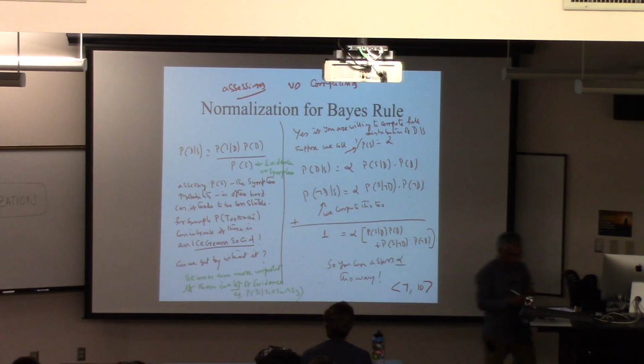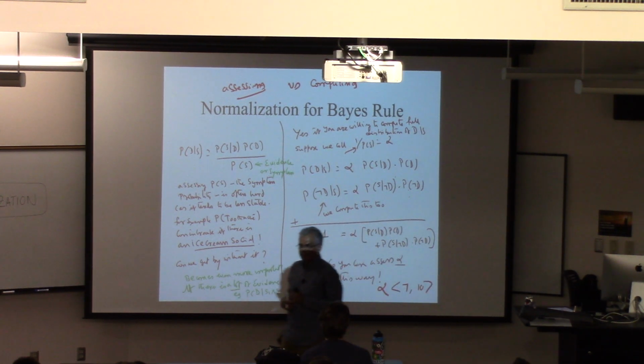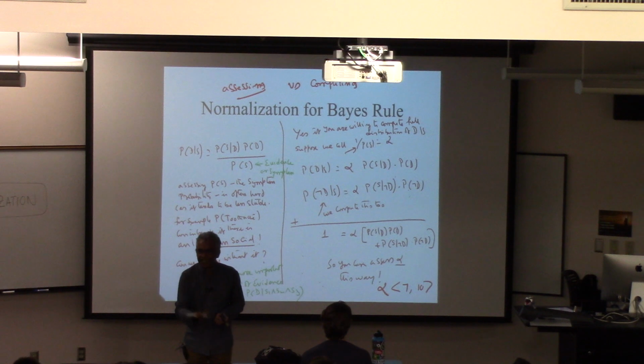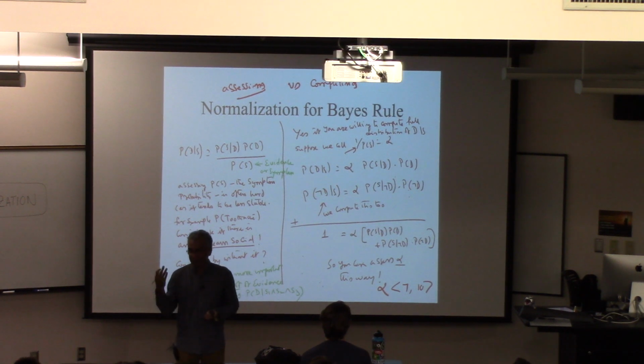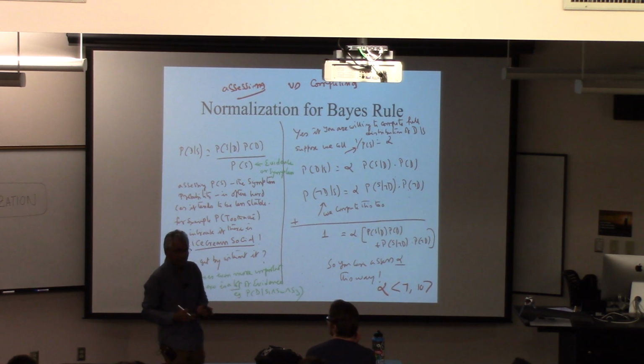Times alpha. So it's an unnormalized distribution: alpha times 7 and 10. And the real distribution is 7 by 7 plus 10, 10 by 7 plus 10. You see what I'm saying? This is a very cute trick.